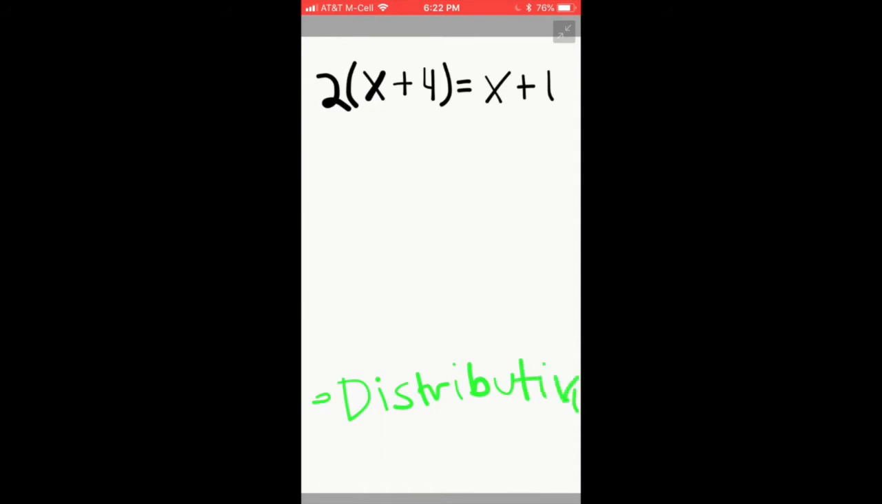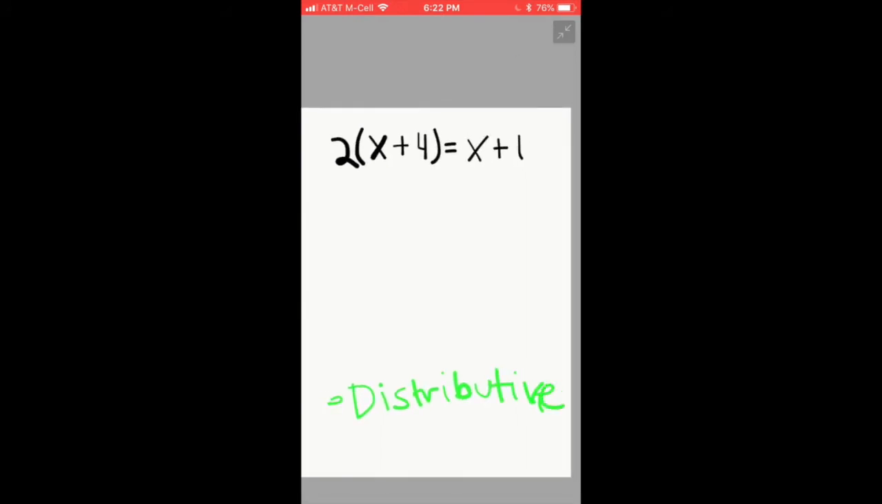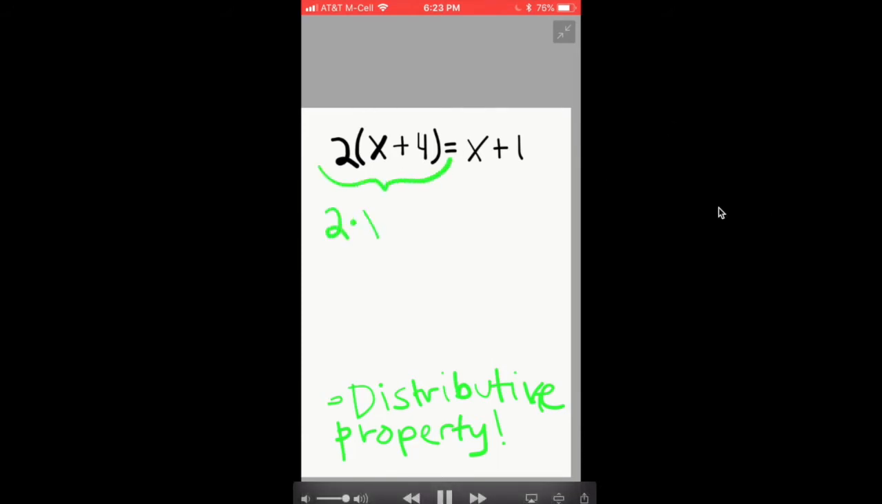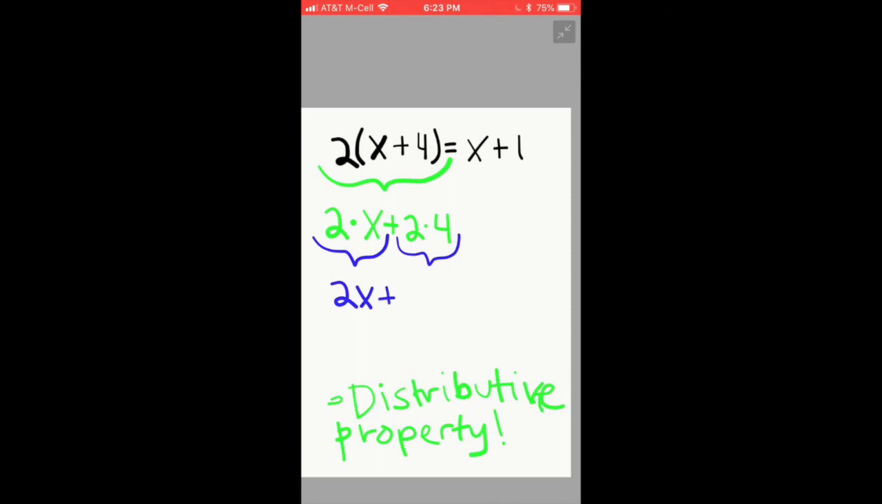Finally, what happens when we have distributive property in the equation? Well, this bit up here is basically 2 times x plus 2 times 4. And because of PEMDAS, or the order of operations, we know that we have to do the multiplication first, and we're left with 2x plus 8 is equal to 1 plus x plus 1.